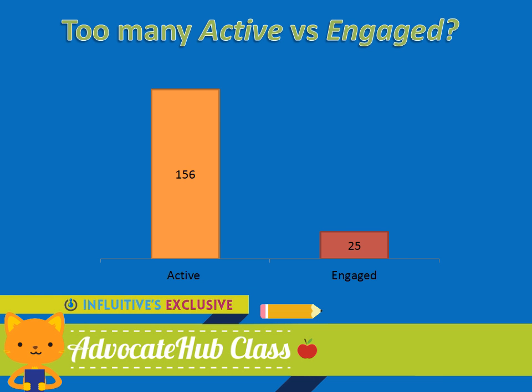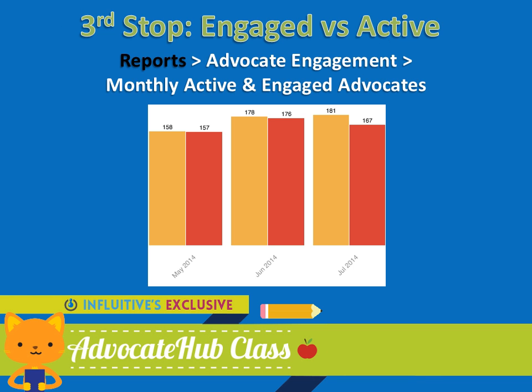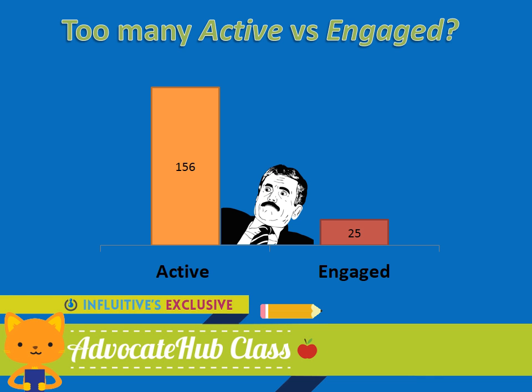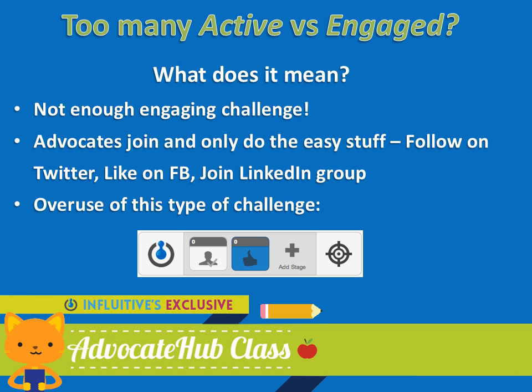Okay, so what does this mean? If you look in VIP, it's pretty even. Active versus engaged, looking pretty good. And too many active versus engaged. What does that mean? If I have way too many active advocates and not enough engaged advocates, what does that mean? It's maybe nice that I have a lot of advocates doing a lot of things, but that is not necessarily good. So this means that there are not enough engaging challenges.